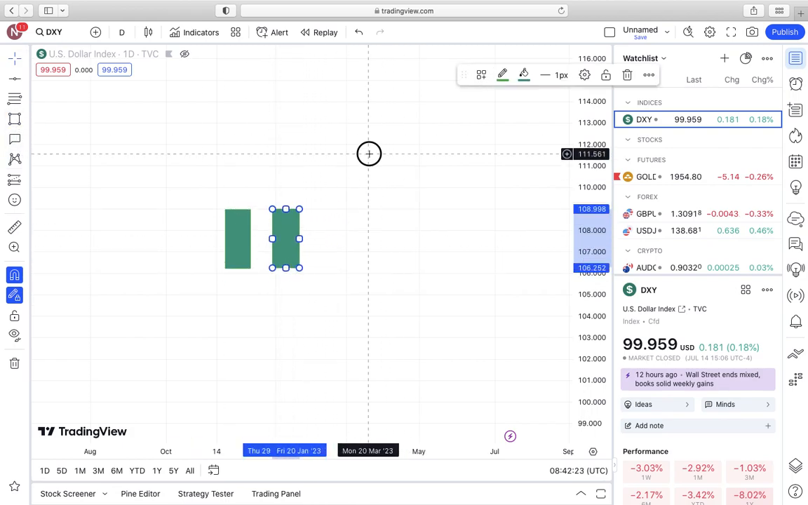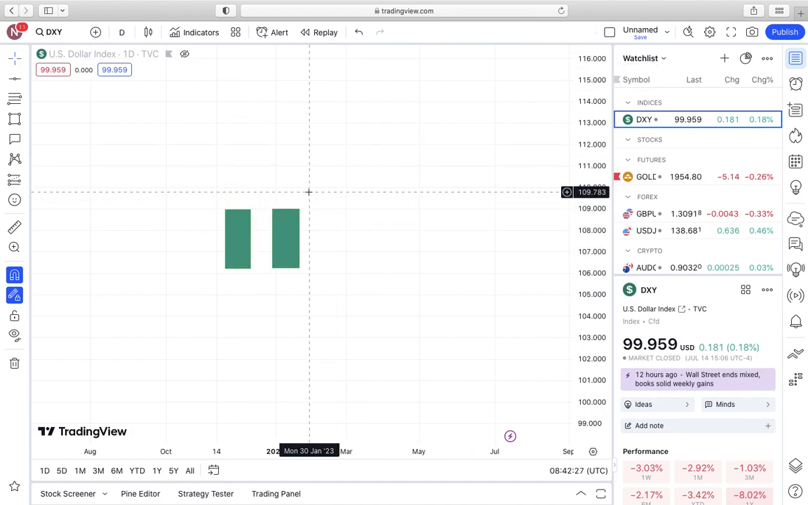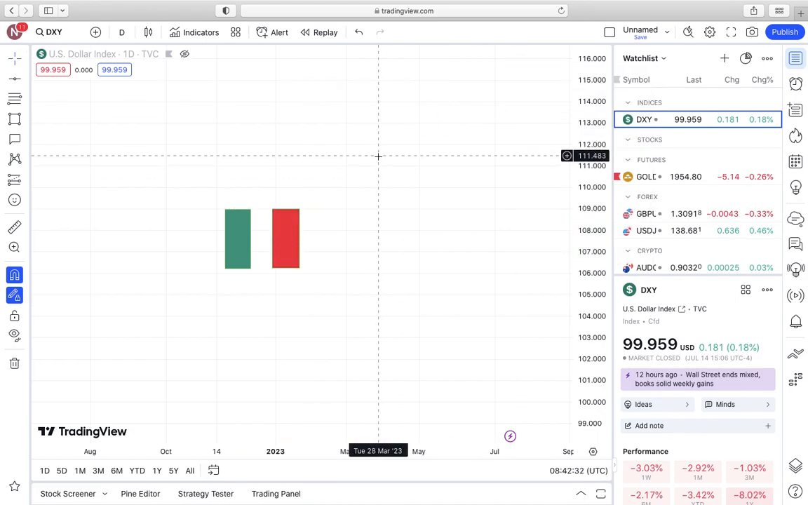How is a resistance zone formed? That is what you have to ask yourself as a trader.